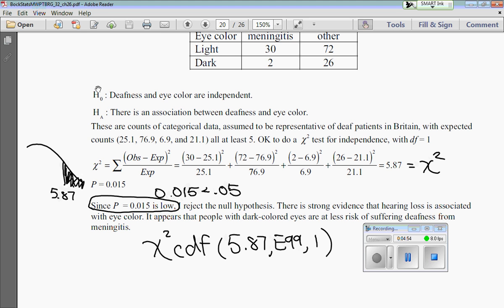Okay? Just wanted to make sure we went through another problem like this for independence before we move on to our final test today. That's exciting. Yes, question.